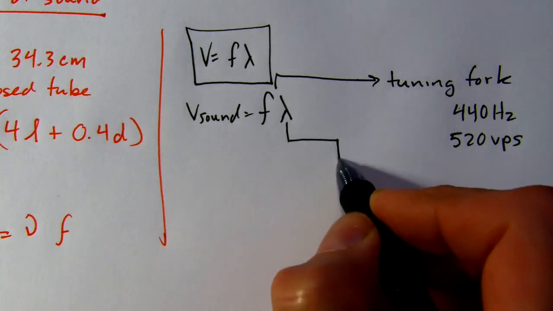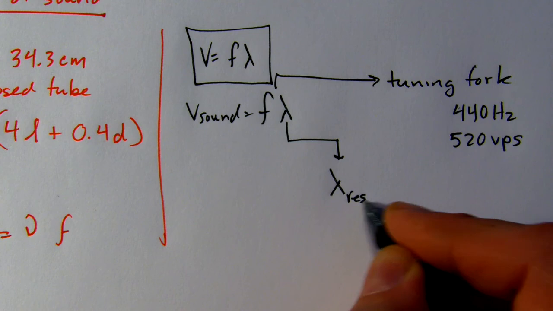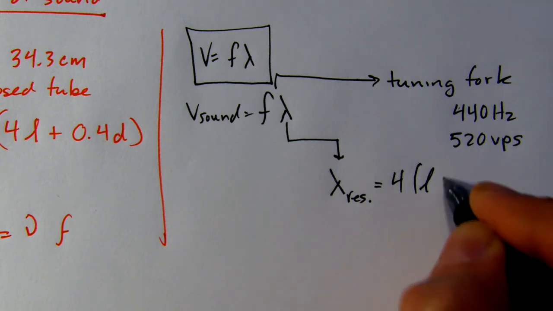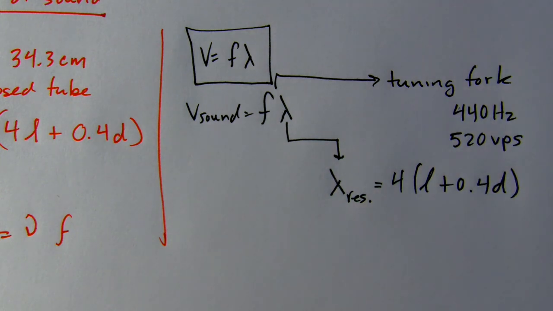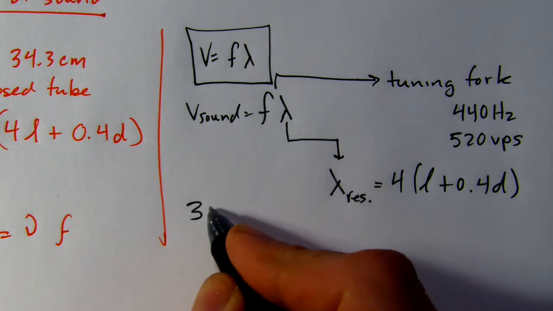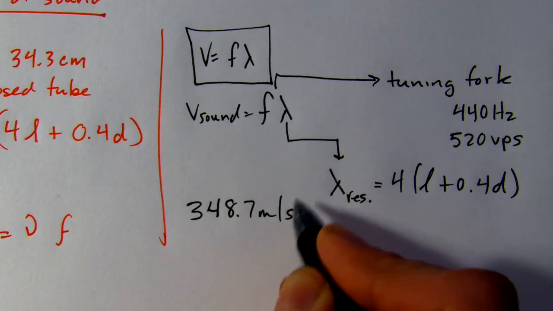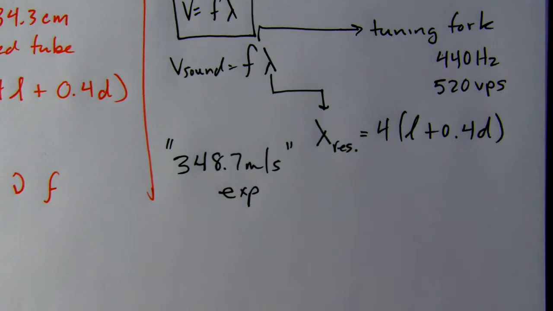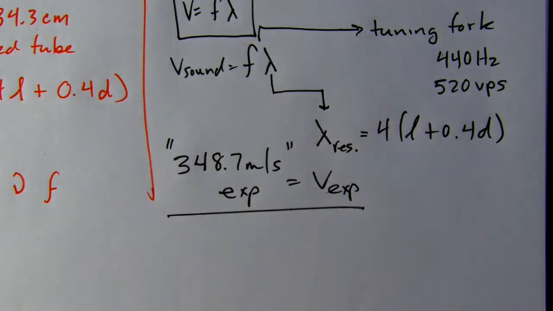This came from the equation that we just looked at. Lambda, the resonant length, I guess you could say, comes from 4L plus 0.4D. You use these and you come up with the speed of sound. Let's say that it becomes 348.7 meters per second. You say that's what we did experimentally. That is our experimental value, we tested it.